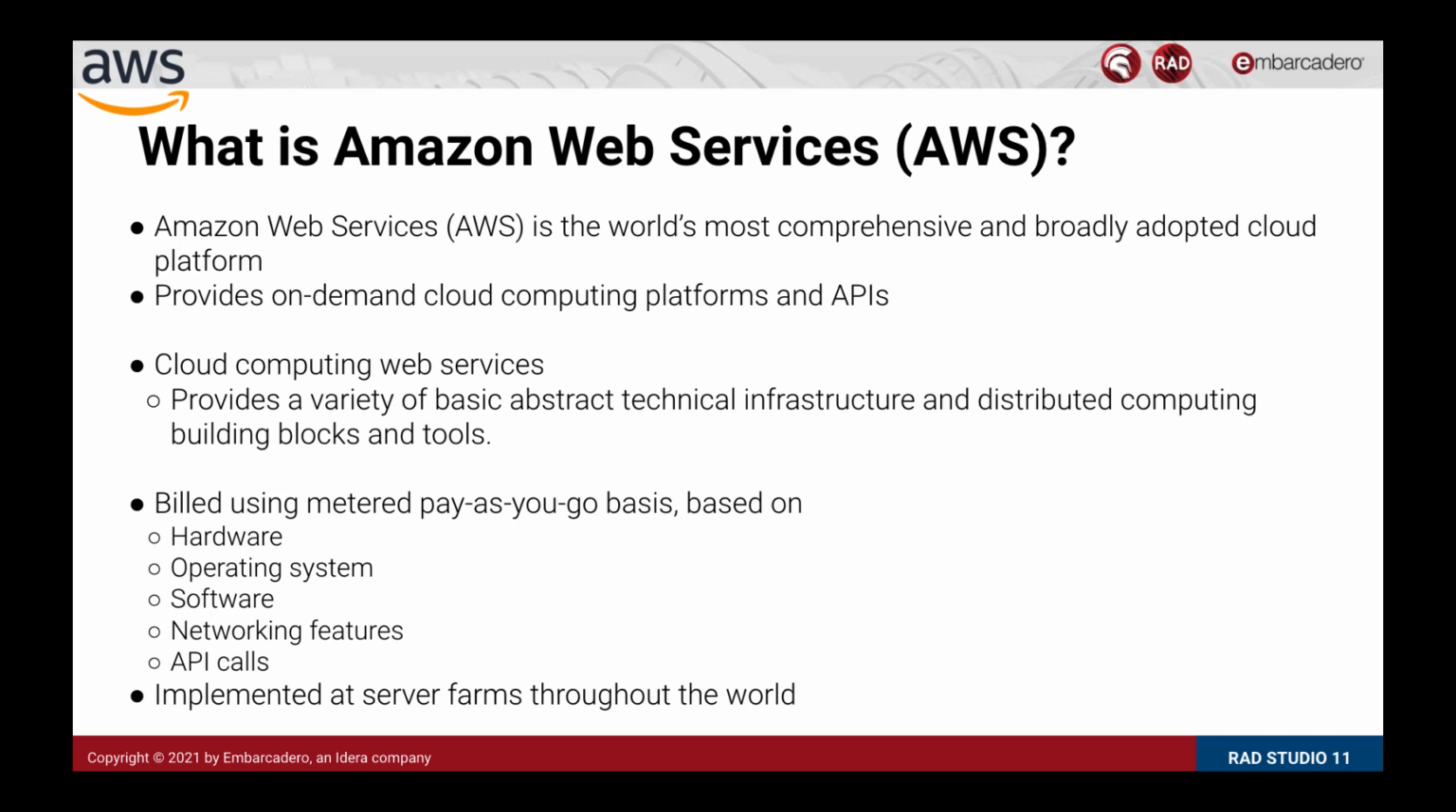And what it does is provide these on-demand cloud computing platform APIs. One of the things that's quite revolutionary about the way Amazon brought this to market was the way it's all built. It's metered on a pay-as-you-go basis for the hardware, the operating systems, the software, the network features. There's a full stack of things that you can implement and use to set up your data center literally in the cloud.